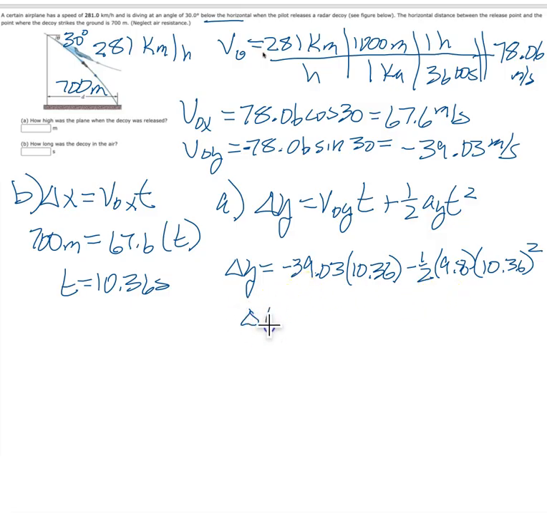If you solve that, we should get a delta y equal to negative 930.1 meters. And at that point, we know that that is the height if you measure from the top down. If you measure from the bottom up, it's just positive 930.1 meters. And that is the end of that problem.